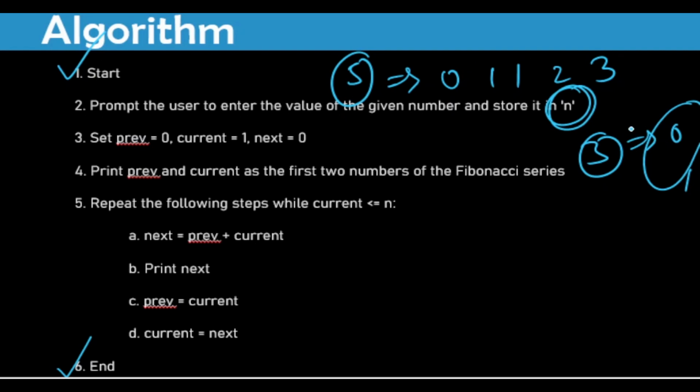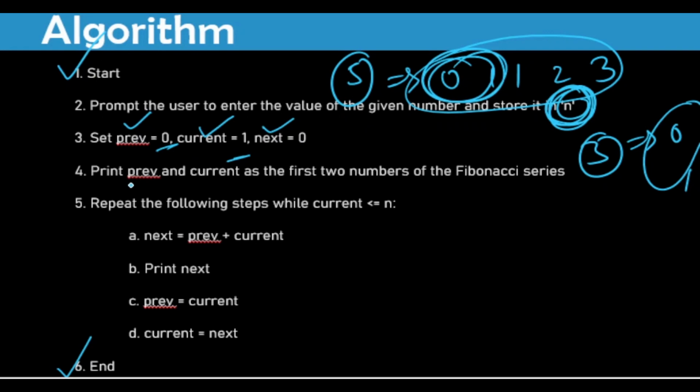So I need to print 3 values. If you want 5, I need to print 5. So the n value is the number of times. Now, as you know, what is the previous? 0. What is the current? 1. Just for simplicity, I am telling next equal to 0. These two things are very important: 0 and 1. Now print previous.